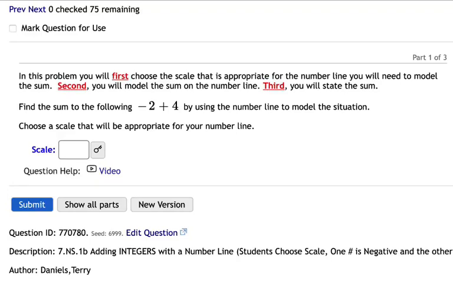In this problem, you will first choose a scale that is appropriate for the number line. You will need to model the sum. Second, you will model the sum on the number line. And third, you will state what the actual sum is.